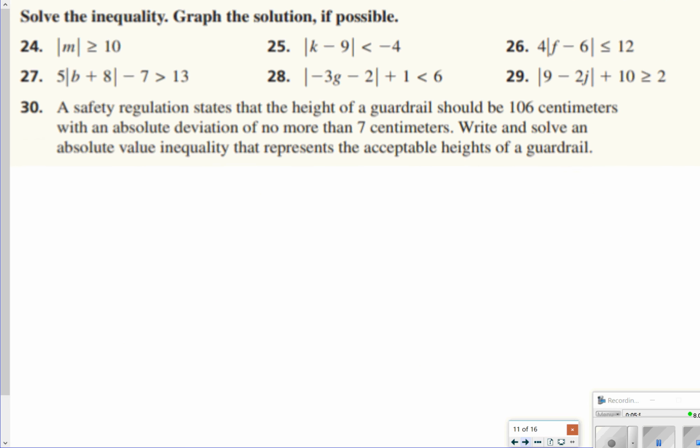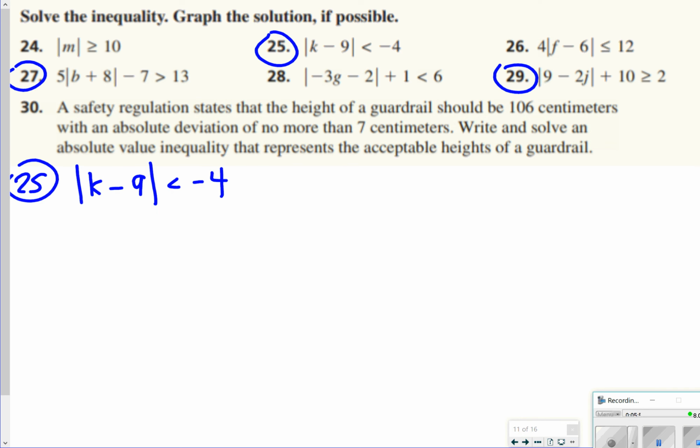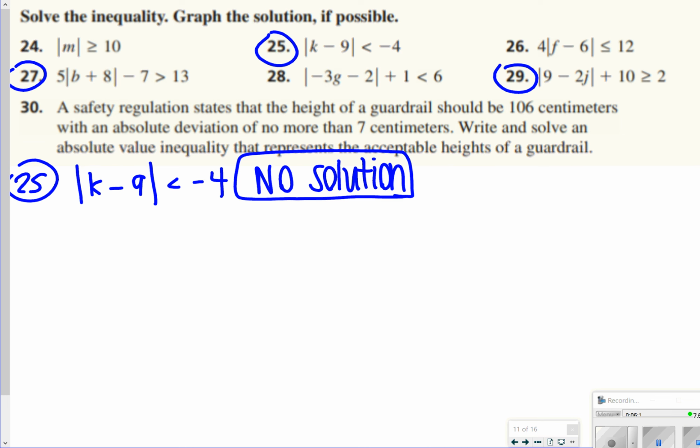For number 25, after you solved it, I'm going to pull this one down here. With number 25, you notice that you can't solve this one because absolute values need to be bigger than negative numbers. So for 25, you need to write no solution. Okay, let's go ahead and look at 27.